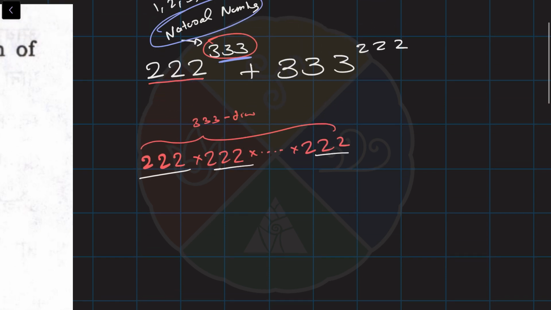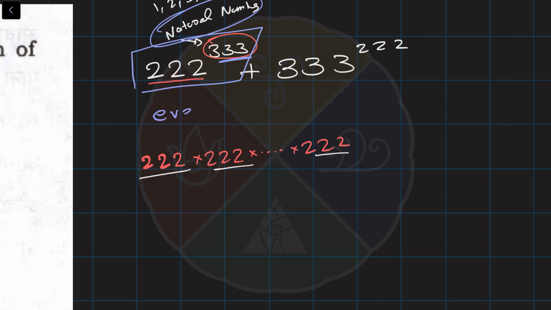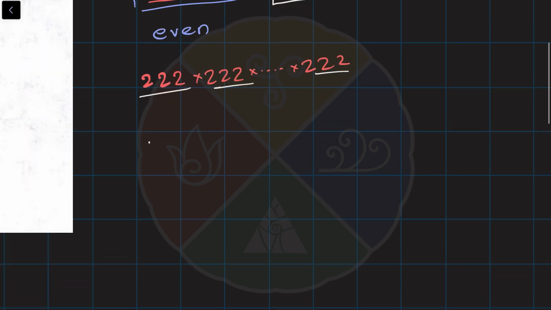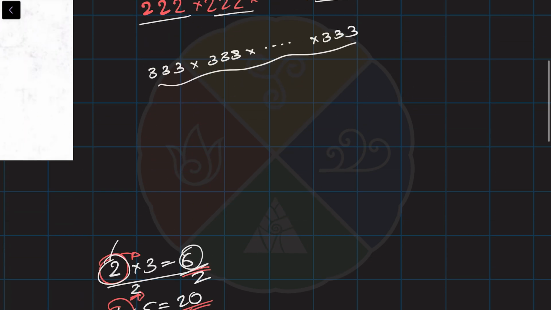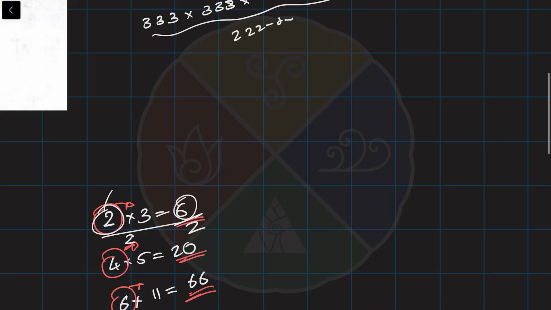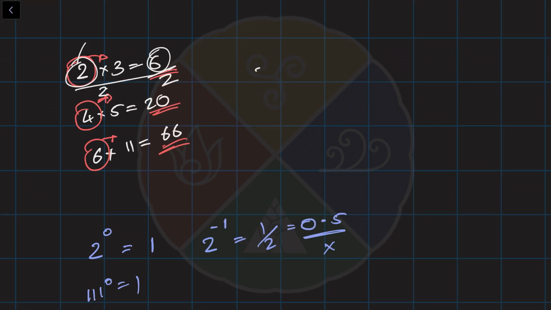So the first half, here you are going to get an even number. Now if you check the second part, 333 is of course not divisible by 2. That is an odd number. An odd number multiplied by another odd number will automatically be odd. And it doesn't matter how many times it is getting multiplied, like here it is multiplied 222 times. Even though it is getting multiplied 222 times, it will still remain odd. You can check with any example. 3 into 5, 15. Odd multiplied by odd is always odd.